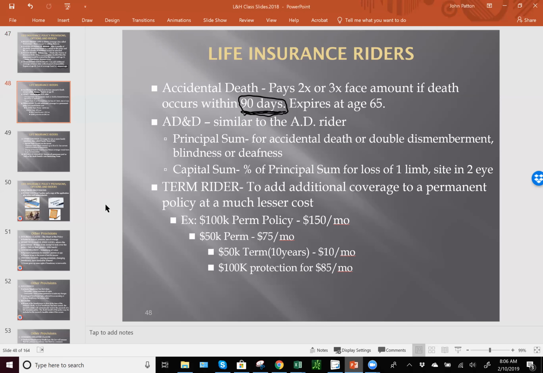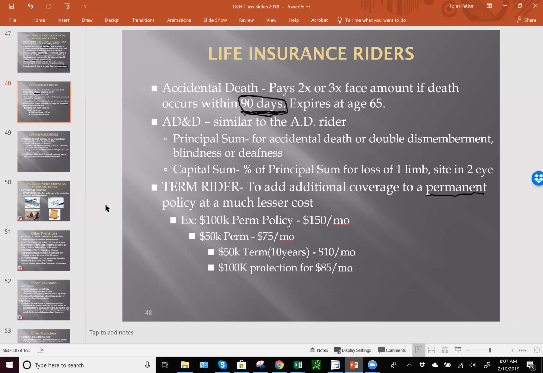Next, we have a term rider. A term rider is a way to add additional protection for a period of time to a permanent policy, but at a much lesser cost. Let me give you an example. Let's say you want a $100,000 permanent policy, but it's like $150 a month and you don't really have that money. Your agent says, well, how about if we do a $50,000 permanent policy? That's going to cut your cost in half down to $75 a month.